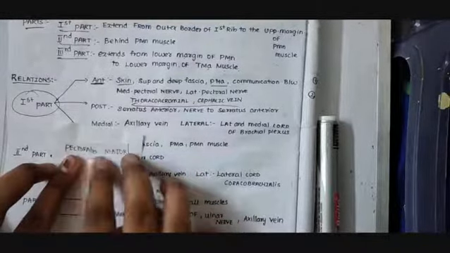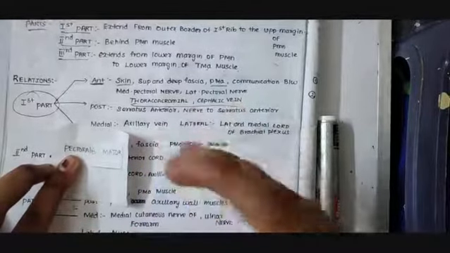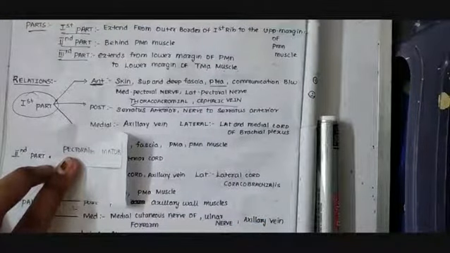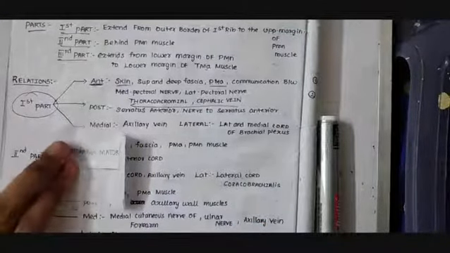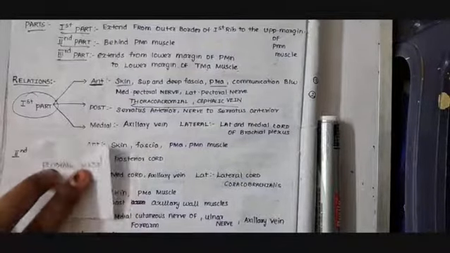This even covers the pectoralis minor muscle. So pectoralis major muscle at the upper part, below the pectoralis major muscle only pectoralis minor muscle will be present. So what are the relations I have said? Skin, superficial fascia, deep fascia, and the pectoralis major muscle.